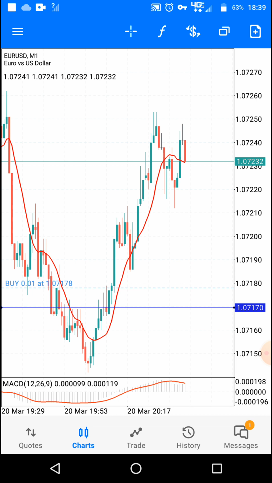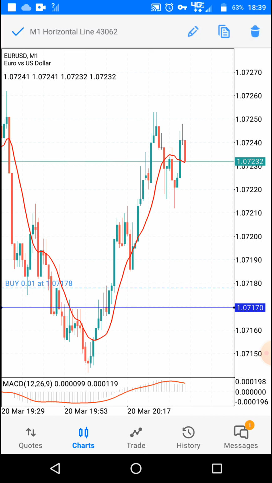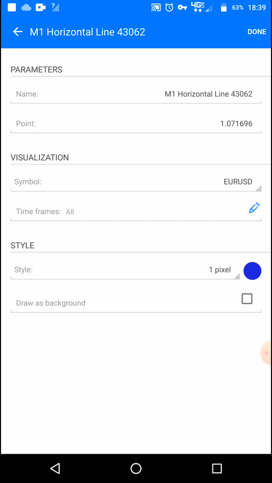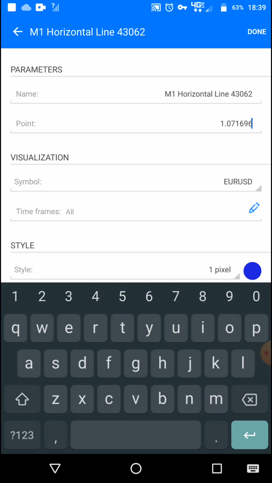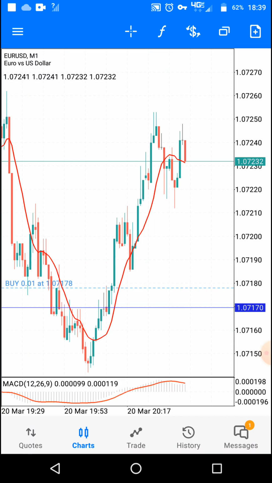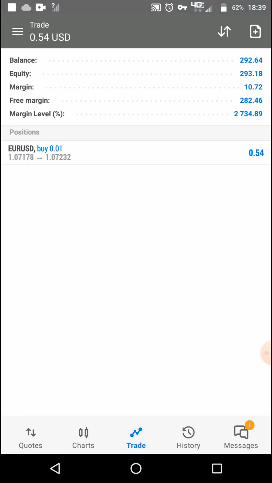To copy this particular price, that's 1.07170, you just click on the stop loss line and hold on it. Then you click on the pen, and you copy this figure. When you are done, click back and go to trade and slide it.